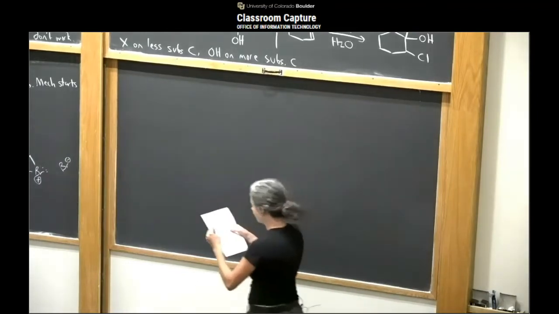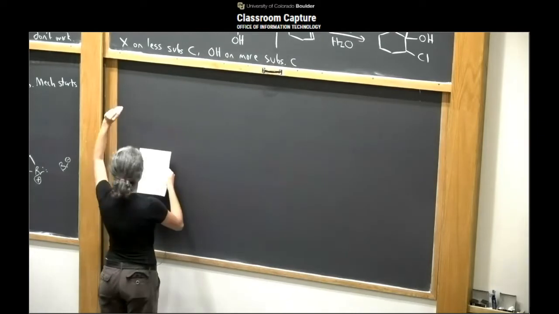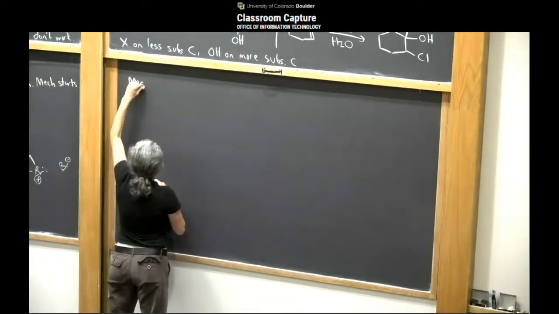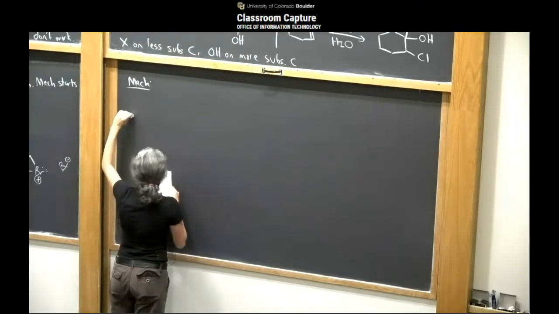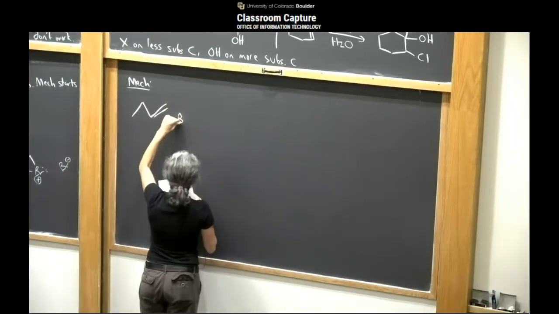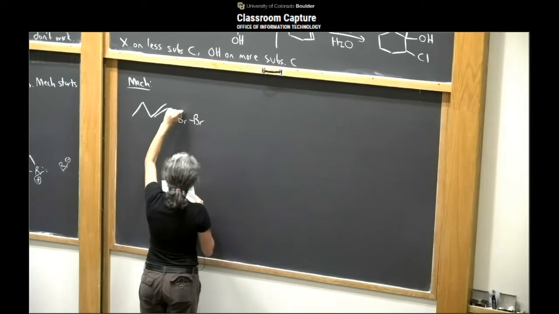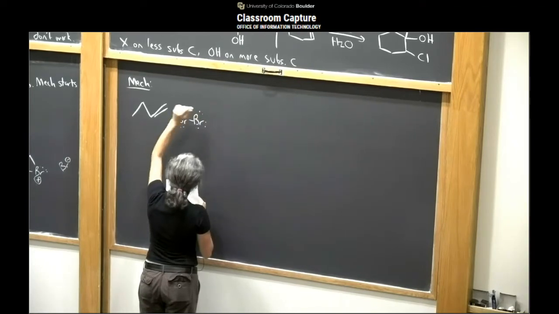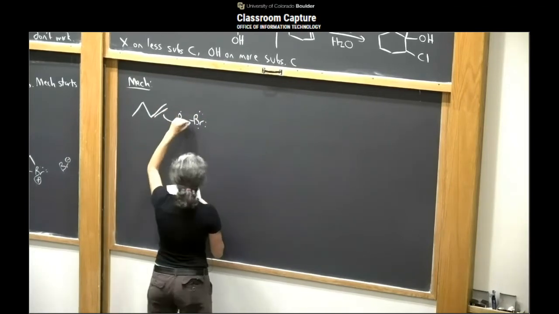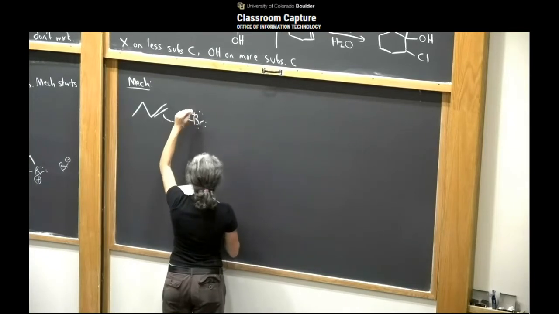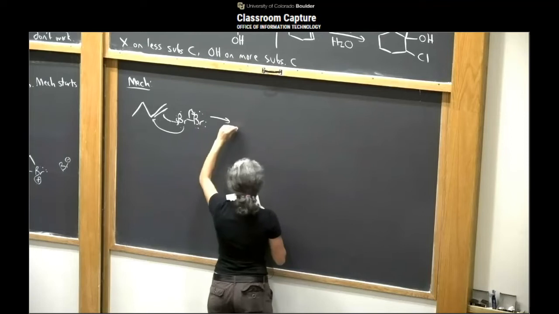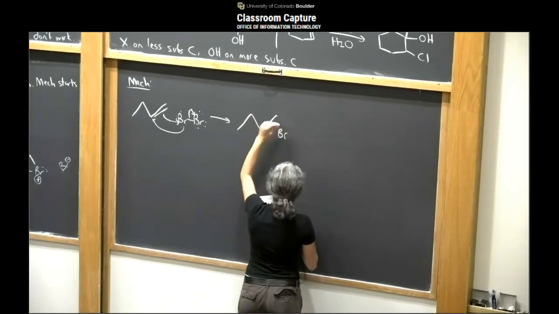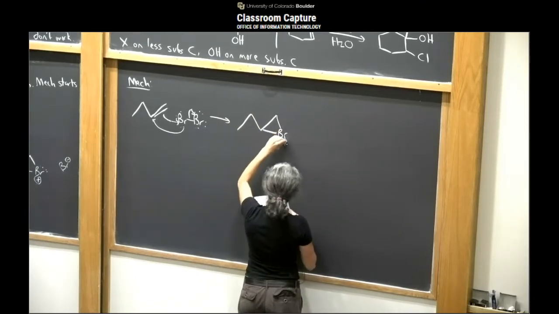So, okay, so mechanism for this is going to start out just the same. So alkene goes and attacks. We break the halogen-halogen bond and close down the bromonium ring. And that gets us to here.